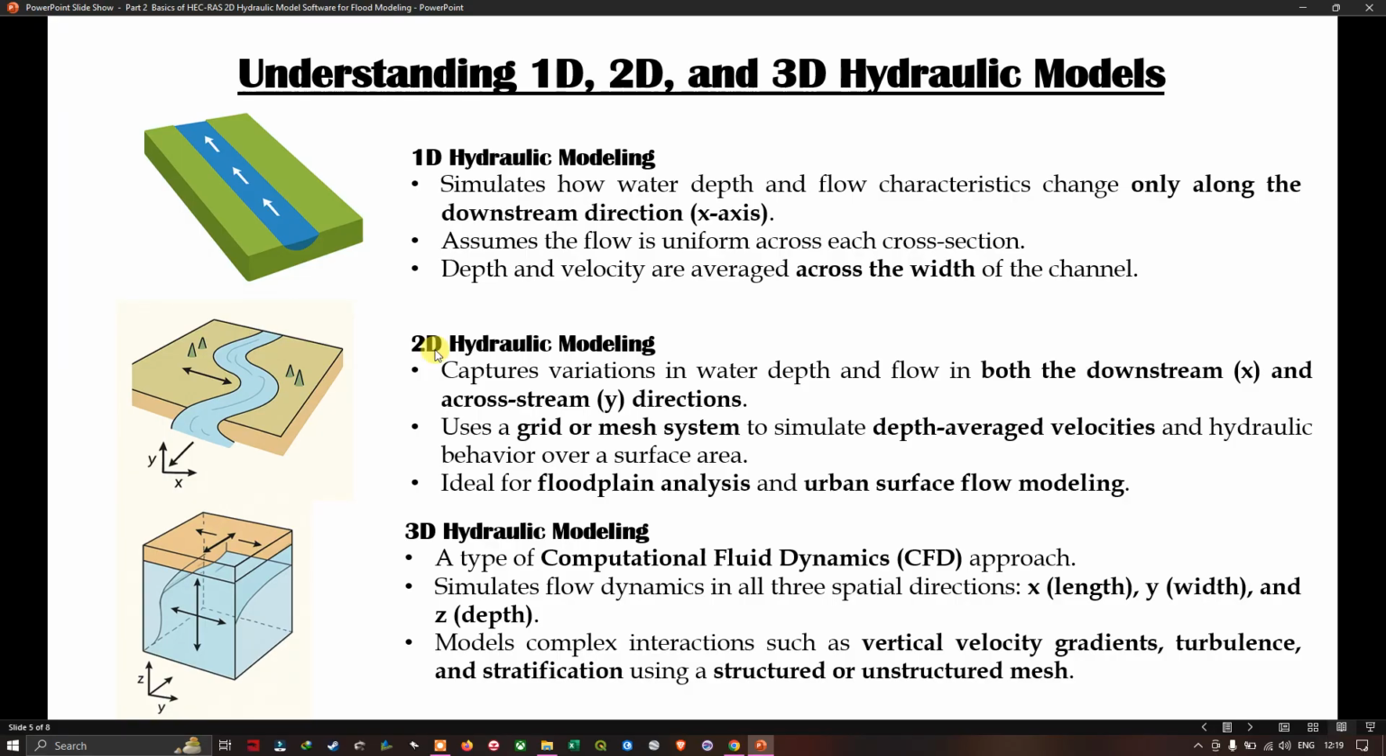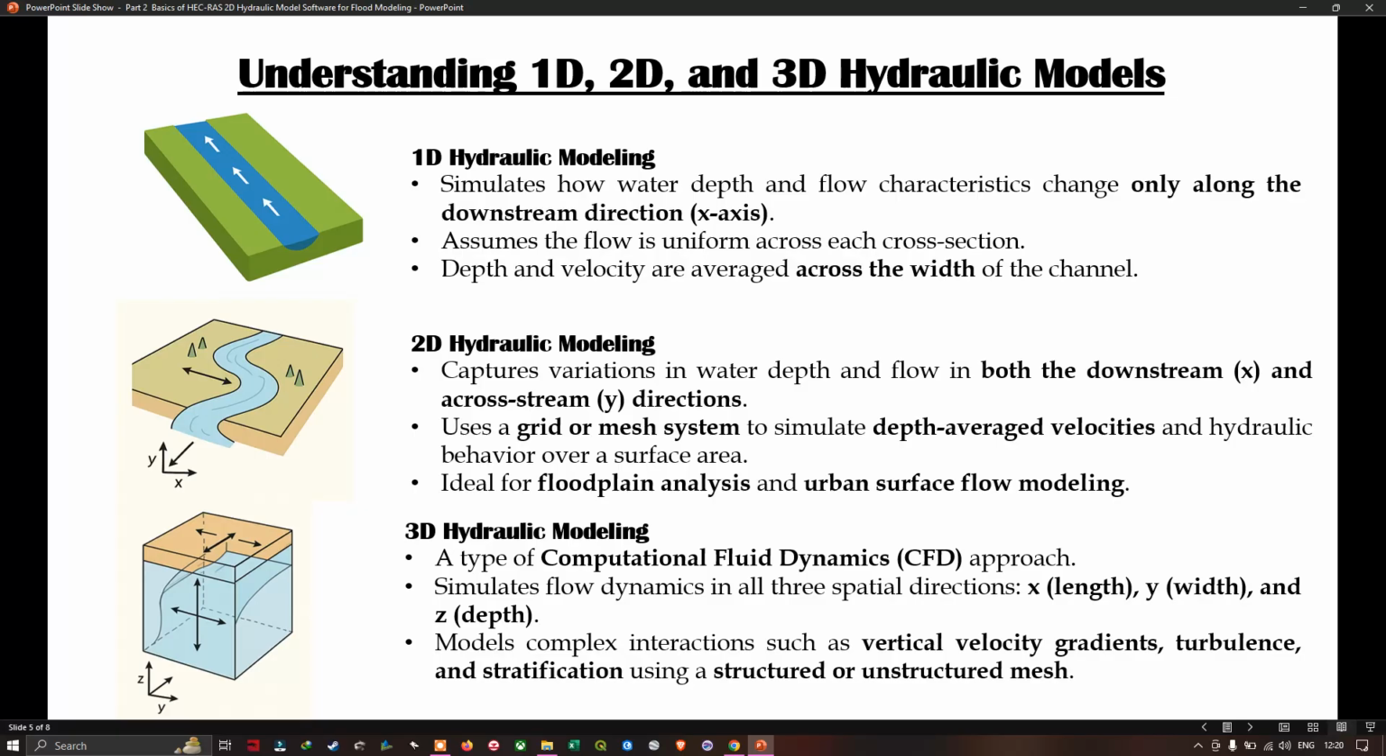And next is 2D hydraulic modeling. The 2D hydraulic model captures variation in water depth and flow in both the downstream and across-the-stream directions, that is both in X and Y, and it uses a grid or a mesh system to simulate the depth-averaged velocity and hydraulic behavior over the surface area. This 2D hydraulic model is ideal for floodplain analysis and urban surface flow modeling.